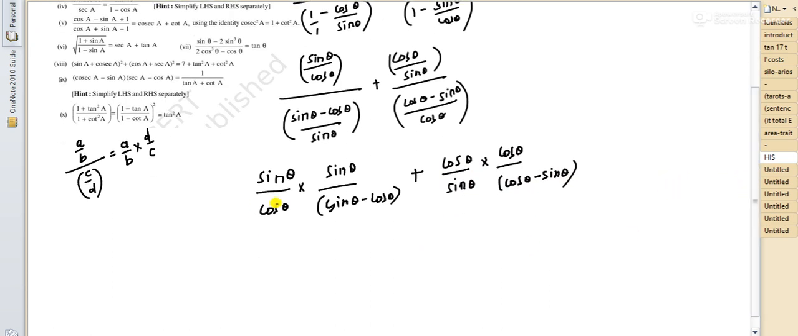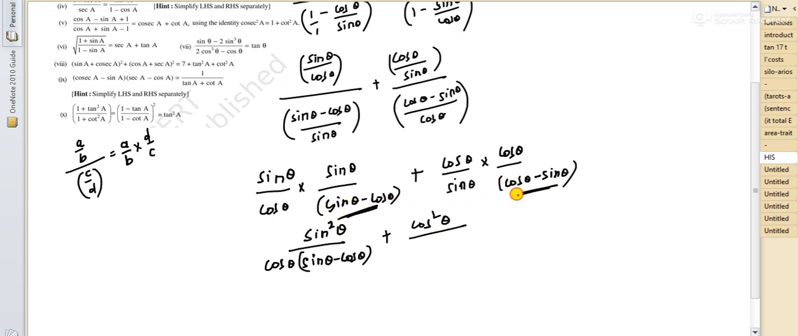Next, see, we will multiply sine into sine, which is what? It is sine square theta divided by this. I will keep it as it is, cos theta into sine theta minus cos theta. Again this will become cos into cos, cos square theta, and here you can see that in the first term it is given as sine theta minus cos theta, but here it is given as cos minus sine. It's not the same. So to make sine positive and cos negative, can I multiply with minus? If I do that, what will this become?